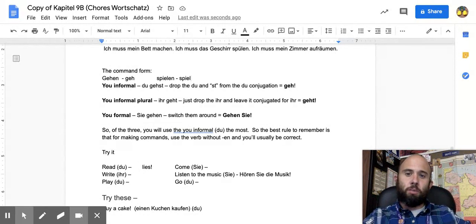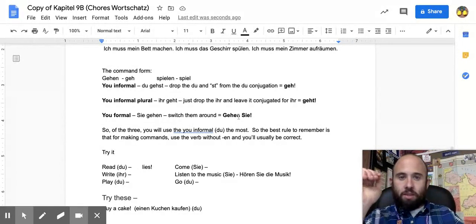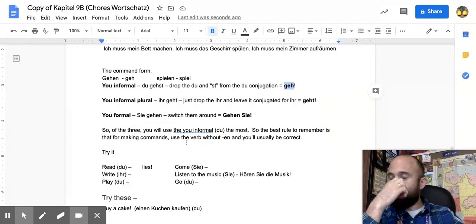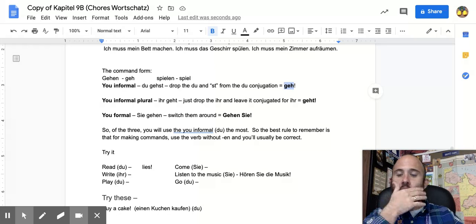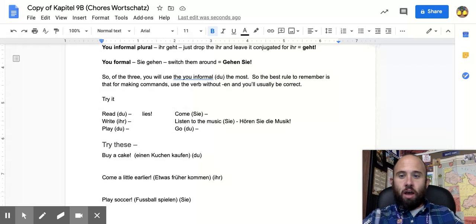When you're speaking to somebody formally, you basically form it like you're asking a question. So you would say, gehen Sie nach Hause. But the main one we're going to focus on is this du form. So this is for people you're familiar with, telling them to do things. If we look, there are some that are weird.